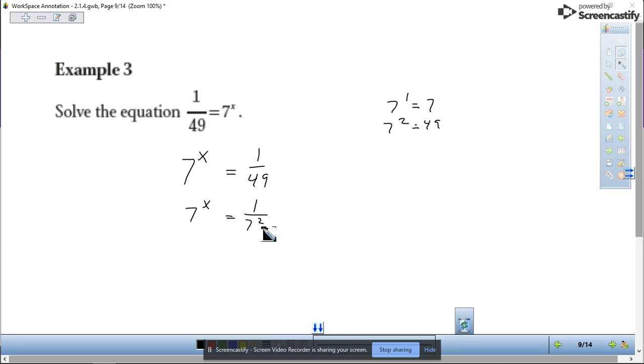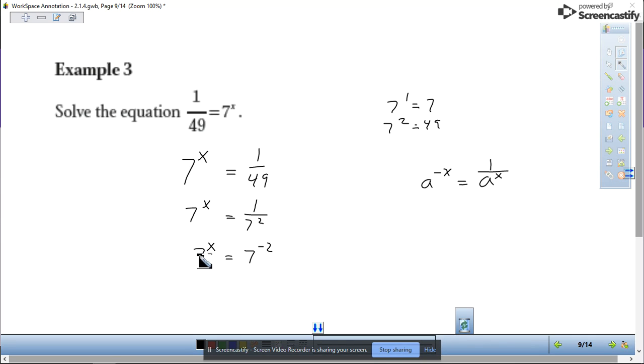What do I do with that? If you go back to your property table, we had that a to the negative x is equal to 1 over a to the x. So we can use that to work backwards. We have this, we want to go back to this. So that would mean that a would be 7, and then the x would just become negative. So 7 to the negative 2.